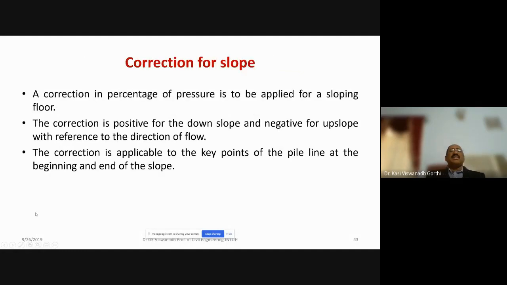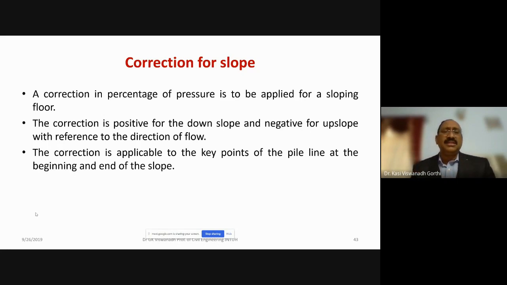The third correction which is required to be applied is on the slope. So a correction in percentage of the pressure is to be applied for a sloping floor. Usually, all our elementary problems are with horizontal floors. Further, we assume that the thickness is negligible. So we have made a correction for actual thickness of the floor. We have made a correction for the interference of one pile to the other.